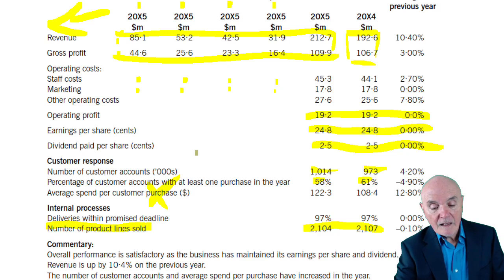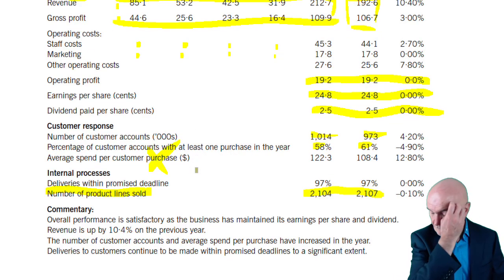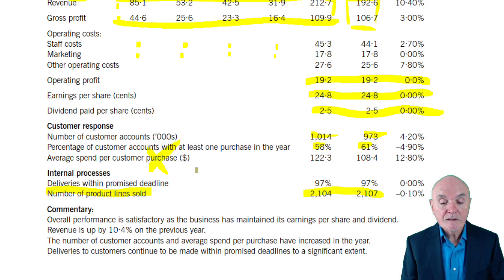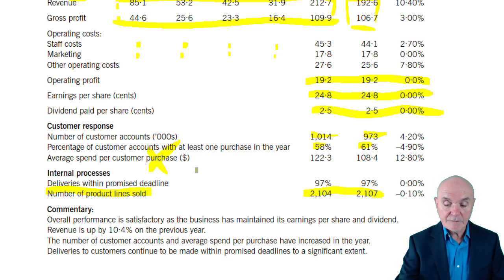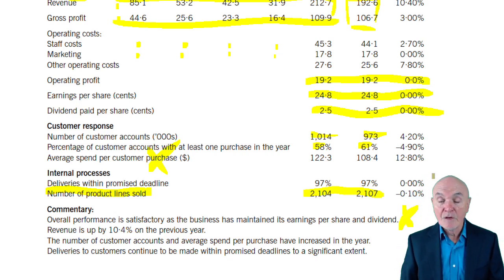What about the commentary? We'll come back to the other performance measures in a minute. Overall performance is satisfactory, they say. Well, that's a load of rubbish. I'm not quite sure how it is satisfactory if profits haven't increased, earnings haven't increased, and dividends haven't increased. That seems to be, if you like, best practice, not looking at information you have in a subjective way. It's really quite a poor set of results.